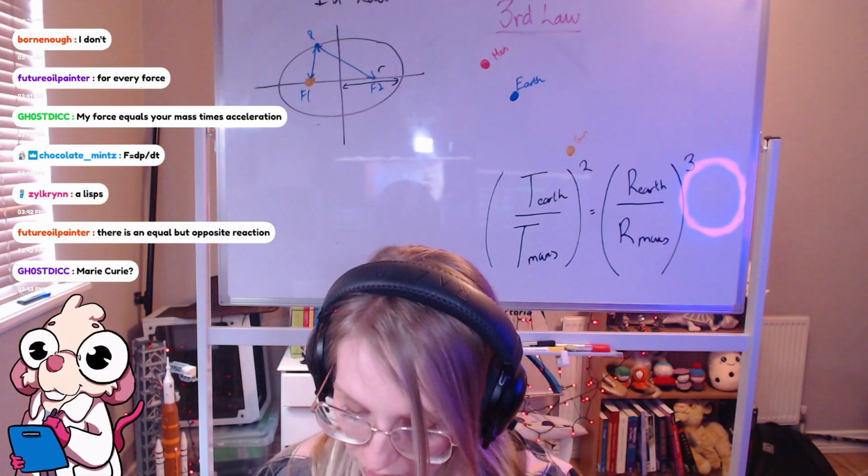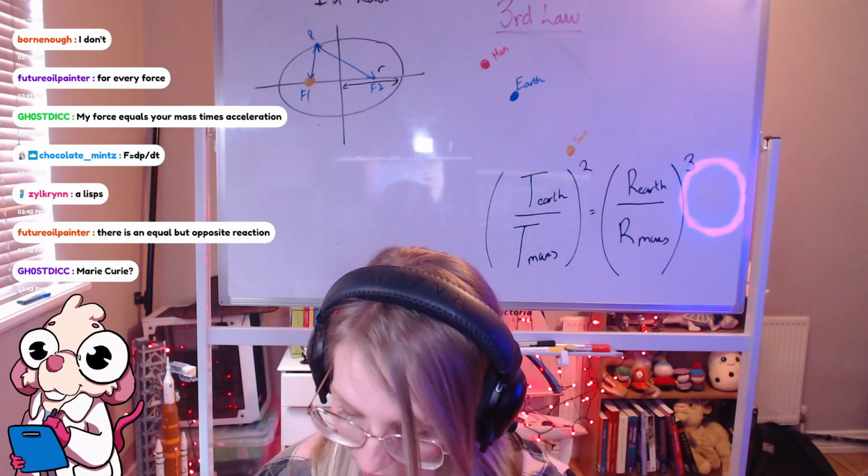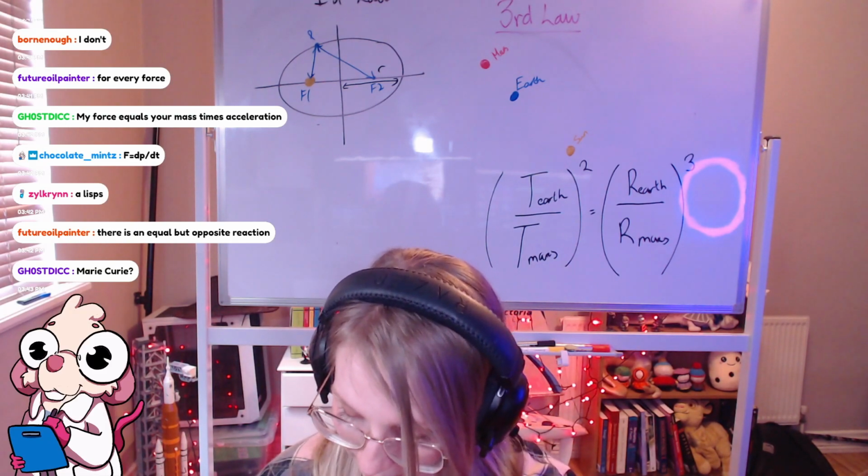So in this case, we're going to use F as the universal law of gravitation for the force between the sun and the planet M.